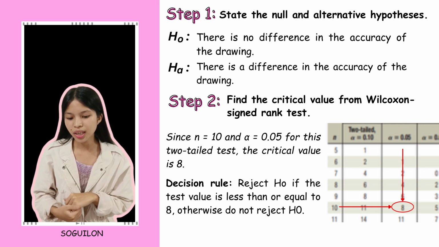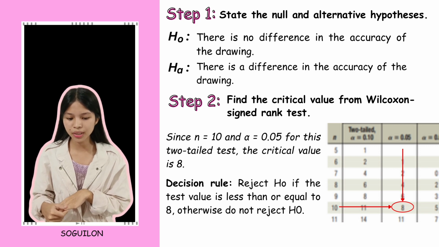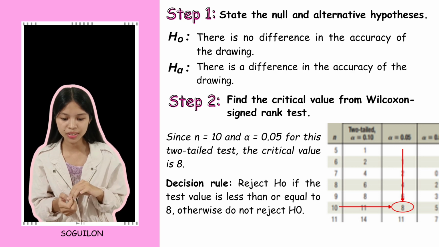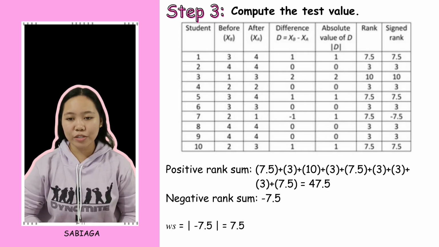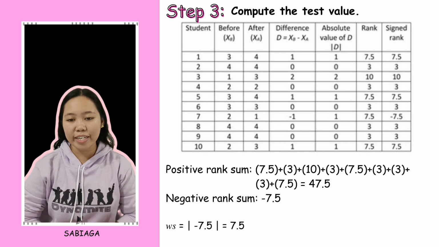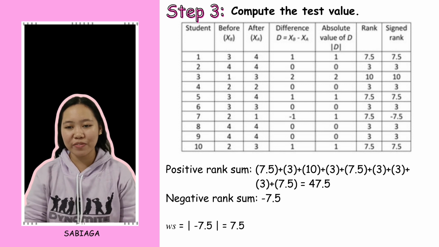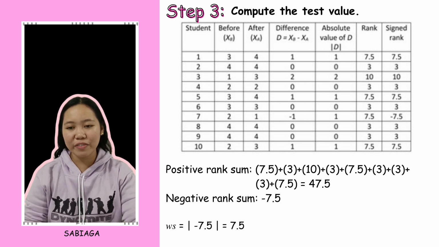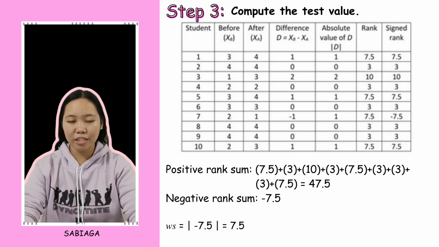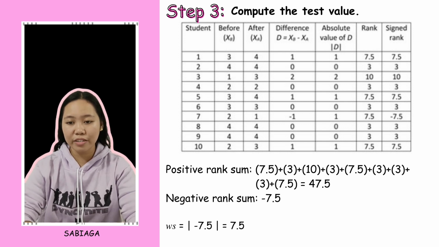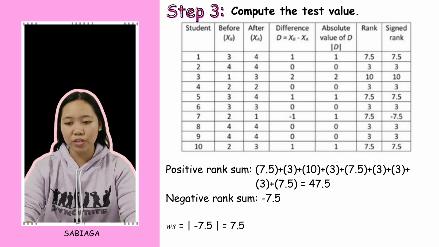As for the decision rule, you reject H0 if the test value is less than or equal to the critical value, which is 8, otherwise you do not reject H0. For step 3, which is to compute the test value, first we need to make a table and add columns for difference, absolute value, rank, and signed rank. For the difference, we subtract the after data from the before data. For the absolute value column, we turn the negative values into positive and then rank the absolute values. For the signed rank, you need to copy the negative sign for those that have one.